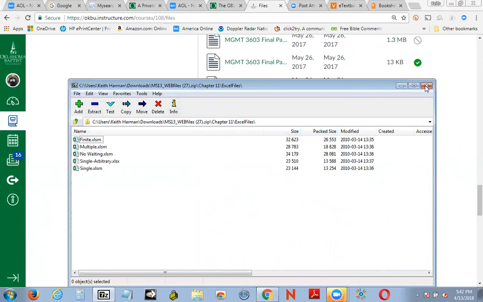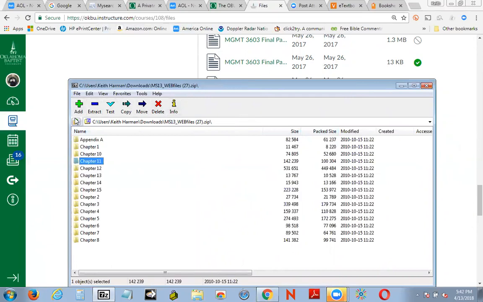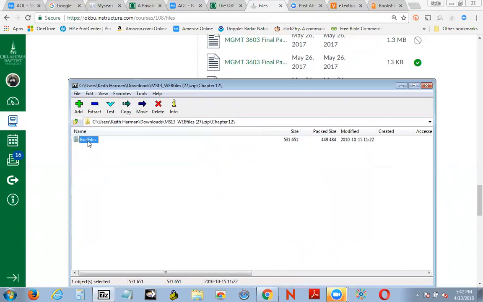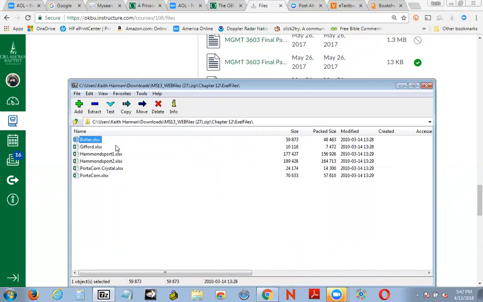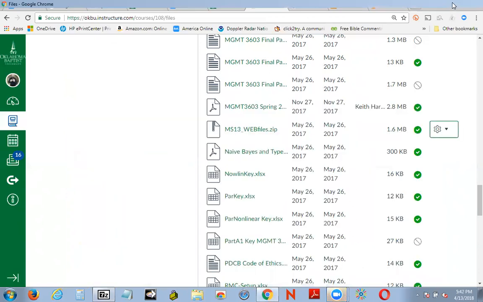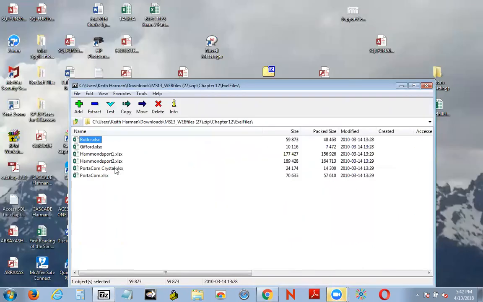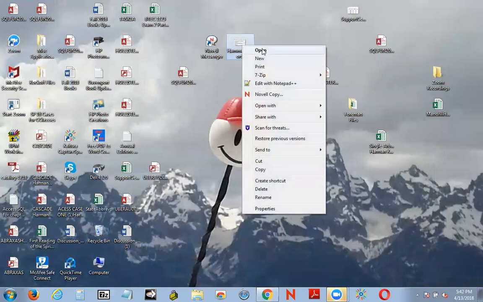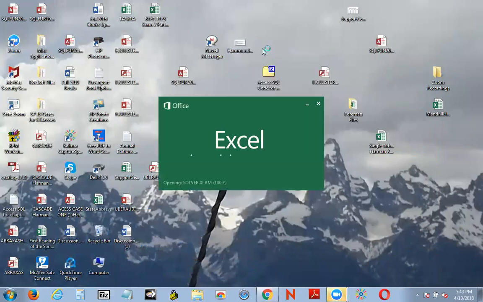Maybe it's going to be in 12. Let's go look here for a minute. Hammond's Port 2 is what I'm after. There it is, Hammond's Port 2. My apologies. All right, so we'll close this down, and I'm going to take Hammond's Port 2 and put it on my desktop. I'm going to close this off, and here's Hammond's Port 2. And I'm going to open it up now.